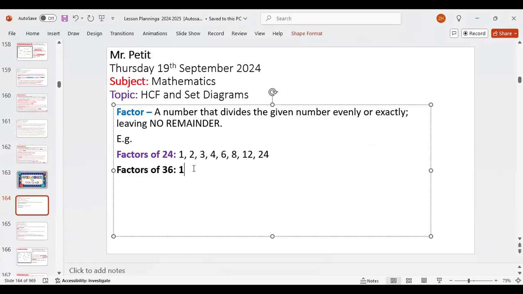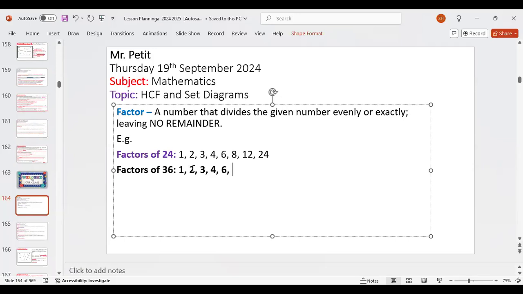What's the first one? 1. What else? 2. What else? 3. What else? 4. What else? 6. Not 5? No. Why not 5? Because 5 can't go into 36 evenly. It would have a remainder. And a factor leaves no remainder. Very good.